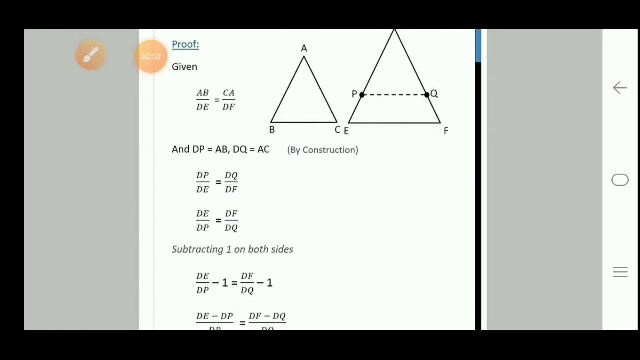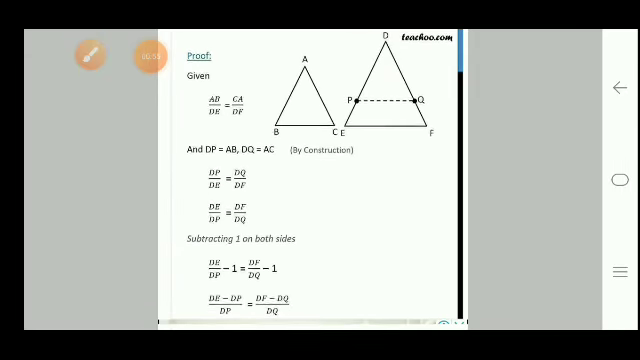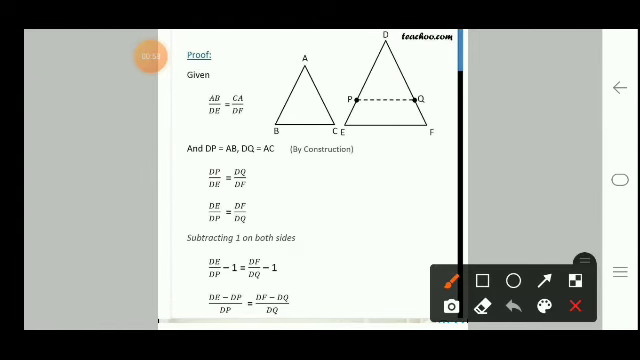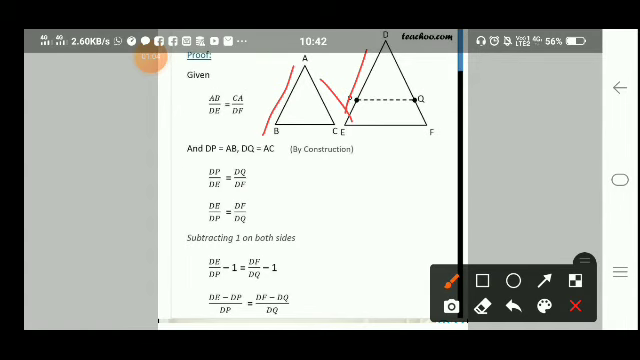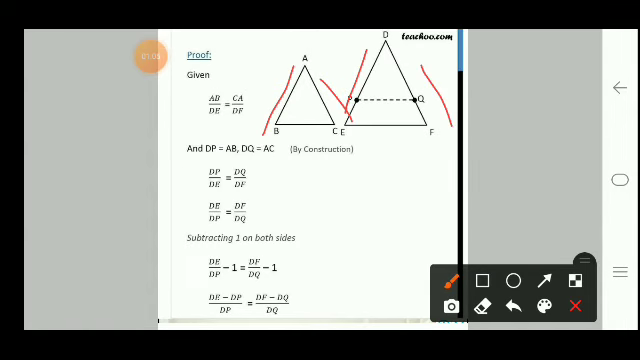In the proof, first we are writing here that we have given AB over DE is equal to AC over DF. This is given, and DP is equal to AB and DQ is equal to AC. So we can write DP over DE is equal to DQ over DF, and DE over DP is equal to DF over DQ. So this we have just reciprocated them, then subtracting 1 from both sides.